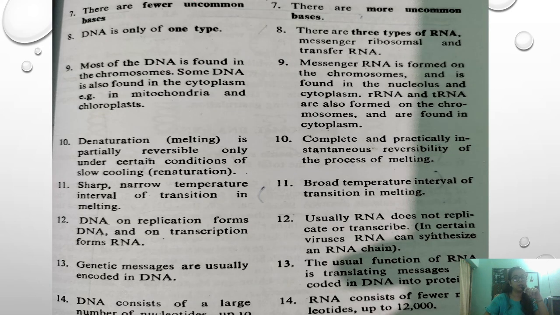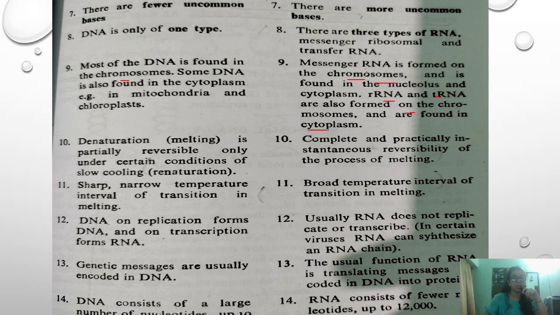Next, coming to certain other base differences, some more uncommon bases are found in RNA, but in DNA there are not so many. DNA, as I told you in the beginning, is of only one type, but RNA is of three different types: ribosomal, messenger and transfer RNA. Most DNA is found in the chromosome. Messenger RNA is found in the nucleus, whereas rRNA and tRNA are found in the cytoplasm. Okay, this is not a big difference.